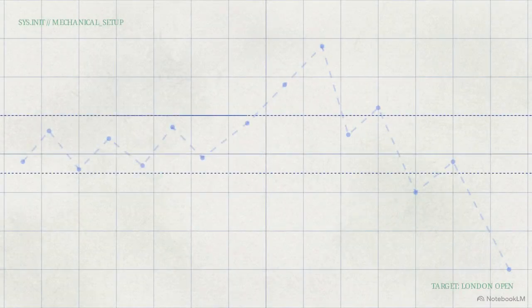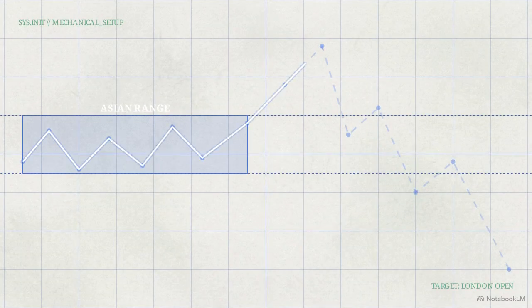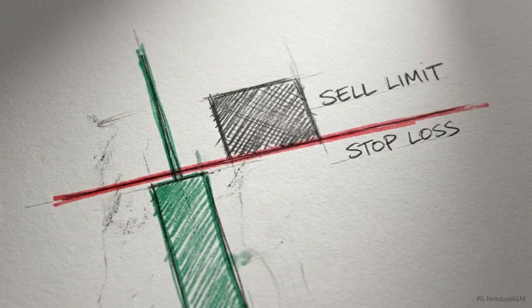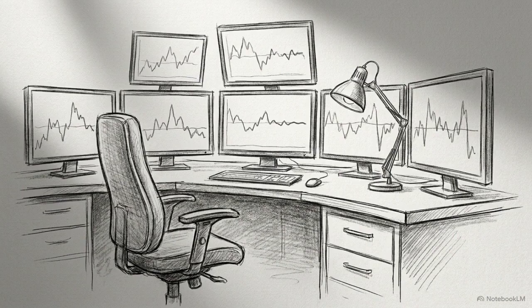Over the next 5 minutes, we are going to build a mechanical setup to trade the London Open reversal, step by step. Because if you do not understand how smart money operates, your stop loss ends up paying for their entries. Step 1 is defining our starting environment.